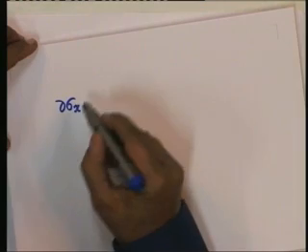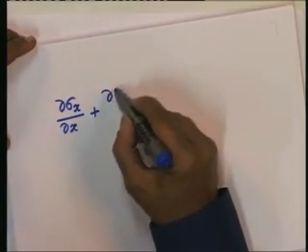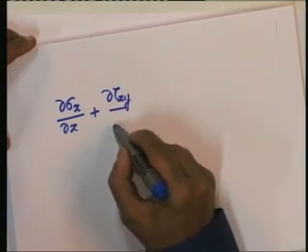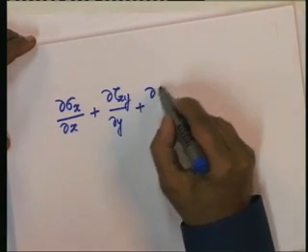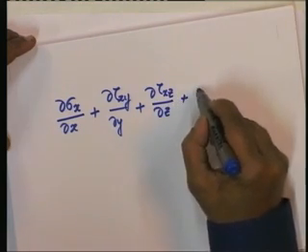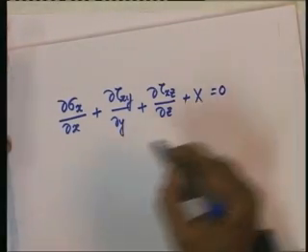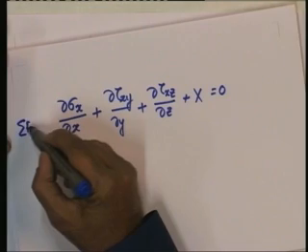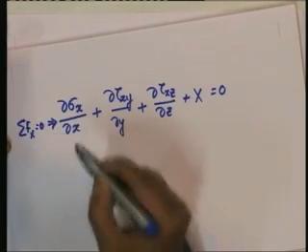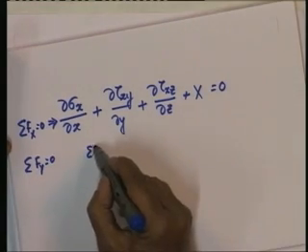the x direction. This equation will look somewhat like this: delta sigma x upon delta x plus delta tau x y upon delta y plus delta tau x z divided by delta z plus X equal to 0. There will be 2 more equations. This equation is for sigma F x equal to 0. There will be 2 more equations, one for sigma F y equal to 0, another for sigma F z equal to 0.